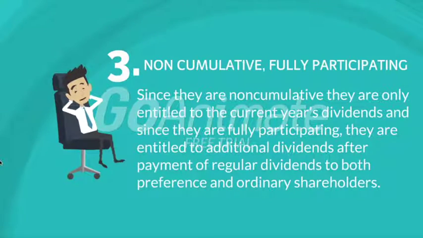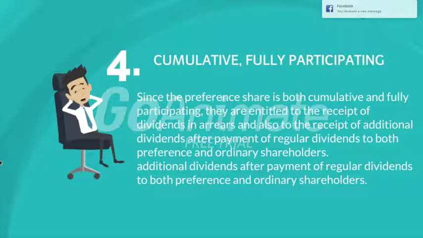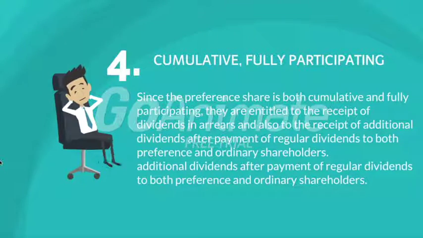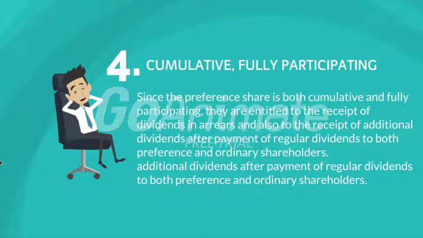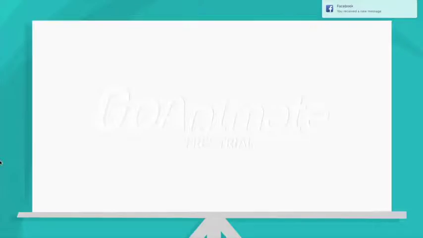Since they are non-cumulative, they are only entitled to the current year's dividends, and since they are fully participating, they are entitled to additional dividends after payment of regular dividends to both preference and ordinary shareholders. Since the preference share is both cumulative and fully participating, they are entitled to the receipt of dividends in arrears and also to the receipt of additional dividends after payment of regular dividends to both preference and ordinary shareholders.